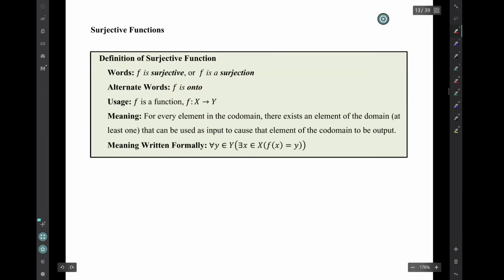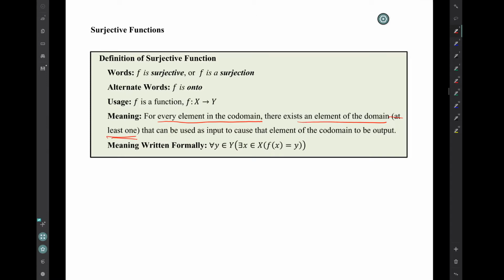Let's go on. Now I want to talk about what are called surjective functions. To say that f is surjective, or that f is a surjection, is also spoken as f is onto. You use this when a function f has domain capital X and codomain capital Y. What it means is the following. For every element in the codomain, there exists an element of the domain, at least one, that can be used as input to cause that element of the codomain to be output.